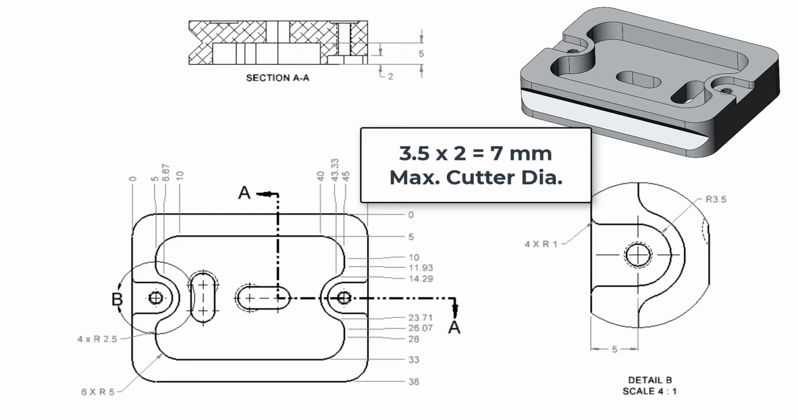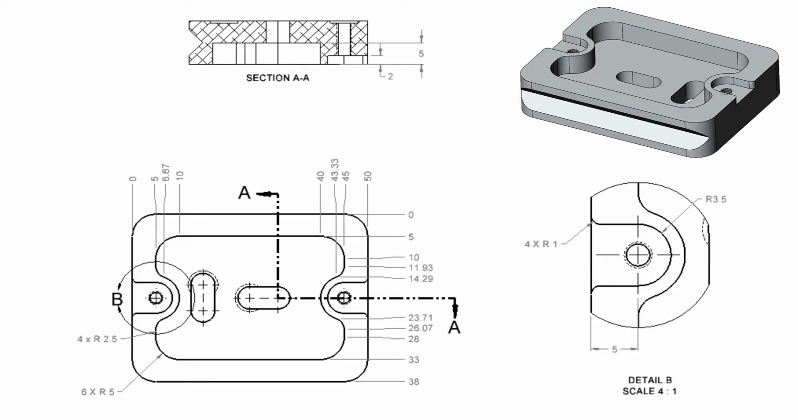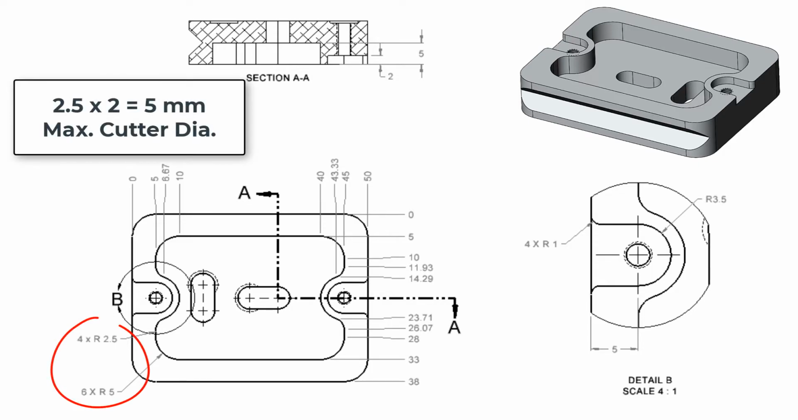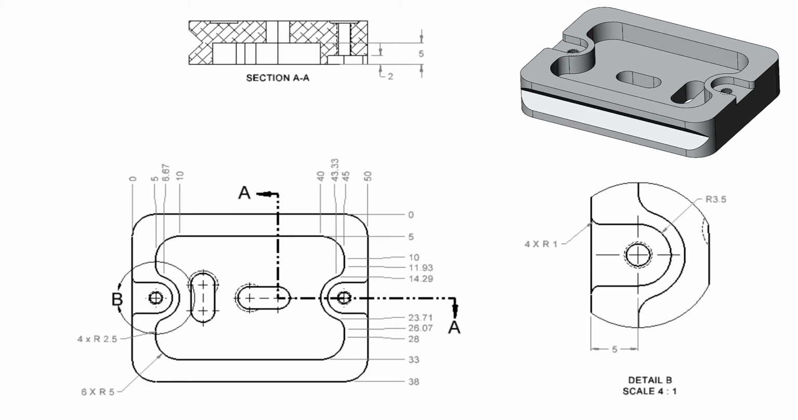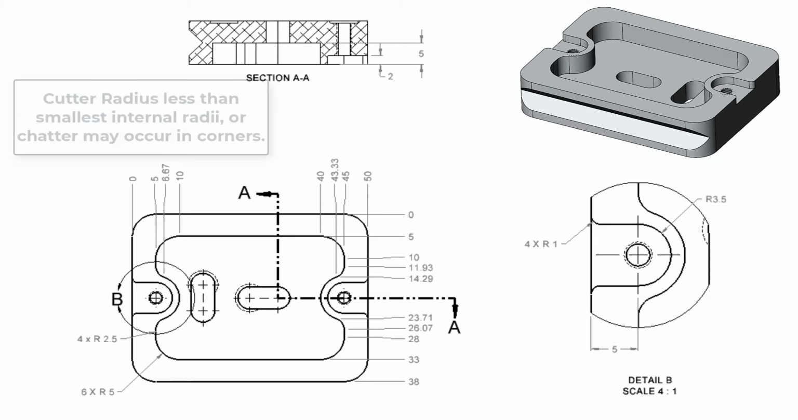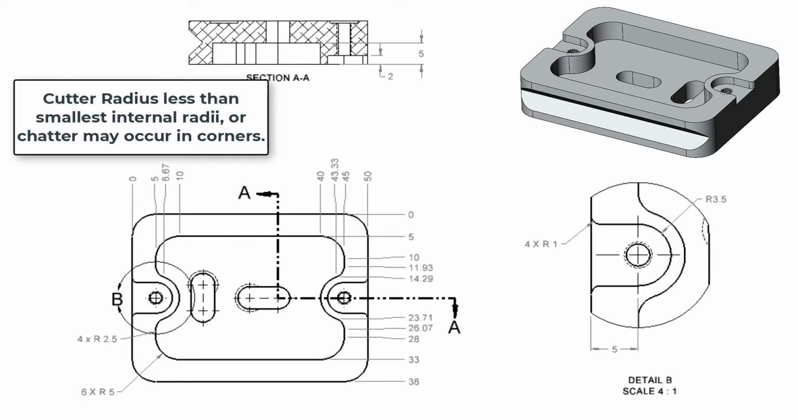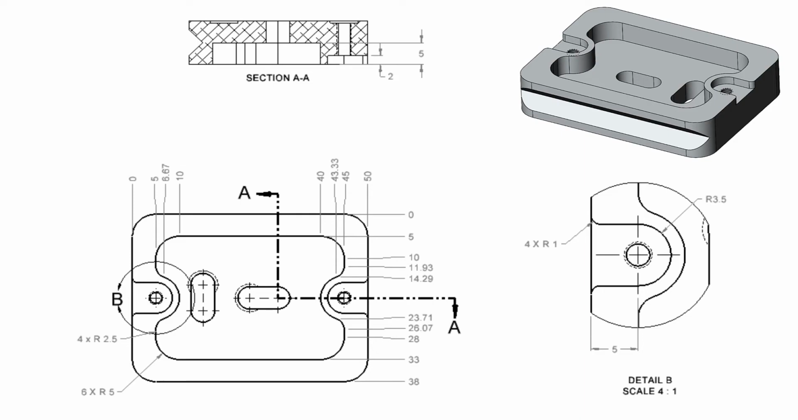The larger central pocket has 5 millimeter and 2.5 millimeter radii. For this pocket, the 2.5 millimeter radius is limiting the cutter diameter to 5 millimeters or less for the finished pass. Ideally, the cutter radius should be smaller than any internal radii to be cut. When the cutter radius is the same as the internal part radius, in this case 2.5 millimeters, the cutter may start to chatter when cutting the corners due to the small hesitation in the corner as the cutter changes direction.